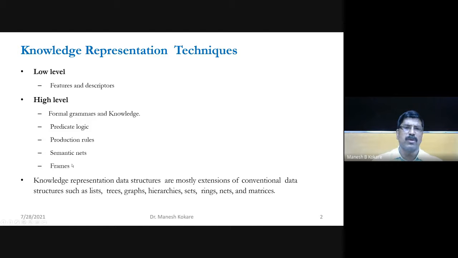Okay, so as I told you yesterday, knowledge representation and data structures are mostly an extension of the conventional data structures such as lists or trees or graphs and hierarchies and sets, rings, nets and matrices. So this knowledge representation is just an extension of the data structures which you might have studied at the third year level of undergraduate and so on.